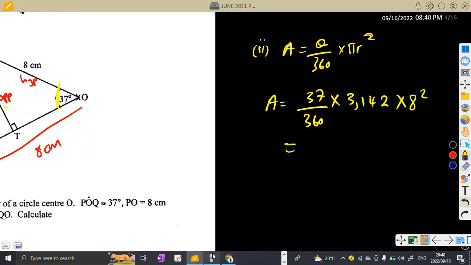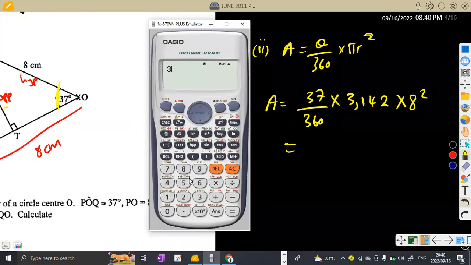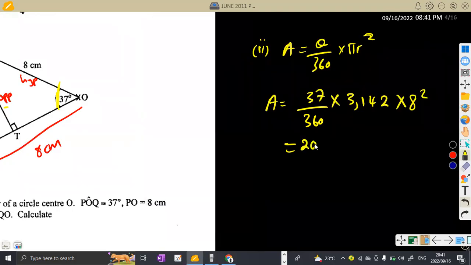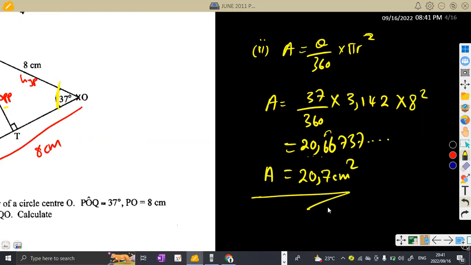Like I said, guys, do not waste much time. You are in paper 2. So 37 over 360, whatever I get, I multiply by 3,142, and whatever I get I multiply by 8 squared. This is what I'm going to get: 20,6667 and so on. To 3 significant figures, that's 20, then we count 1, 2, 3. The 6 is going to change this into 7, and this is area. Remember, area is measured in square centimeters. That's what you simply needed on item 2.